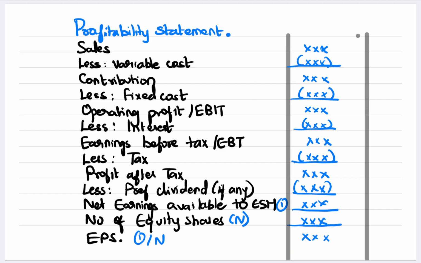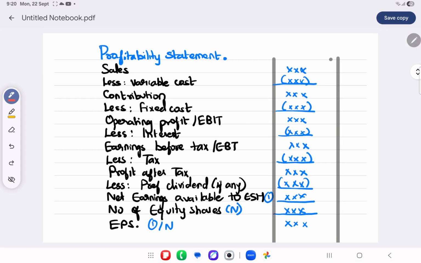Starting with sales, what do we reduce? We reduce our variable cost. Variable costs are like wages, materials. If we reduce these variable overheads, we get contribution. This is the contribution towards the fixed cost, how much we are contributing towards the fixed cost. So sales minus variable cost will give us contribution. Contribution is, after subtracting variable cost, how much we are contributing to the fixed cost.